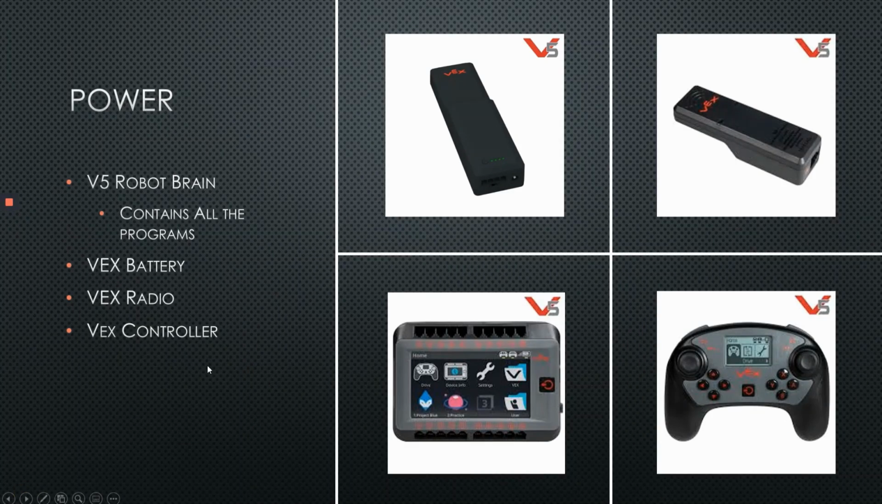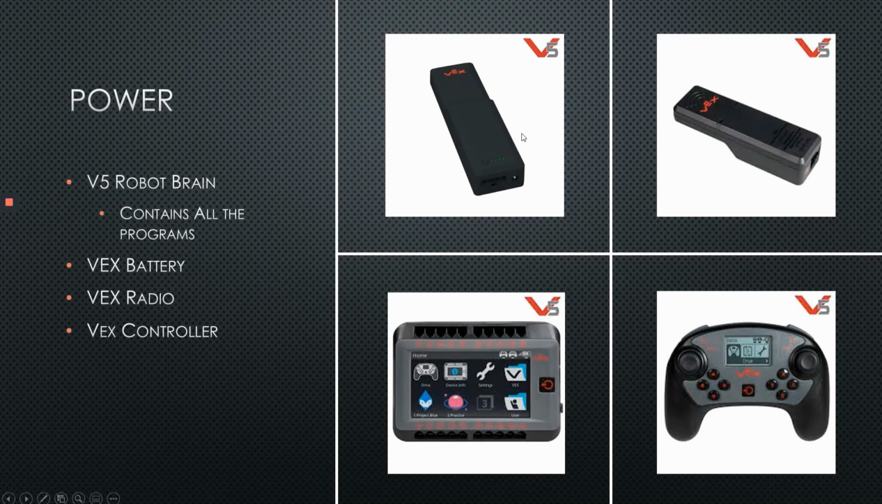The next section is power. There are four major components for power, and these are necessary for your robot to function. The most important out of all of these is the V5 robot brain. This contains all the programs you need to run your robot, and it's a touchscreen, so you can access them by touching it and picking your program. You can also see there are these little sockets in the brain. That's where you connect your motors, your radio, and all the other parts of your robot.